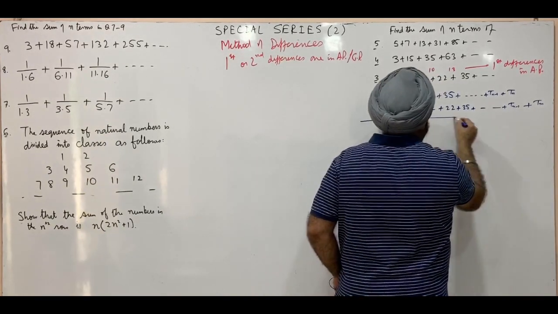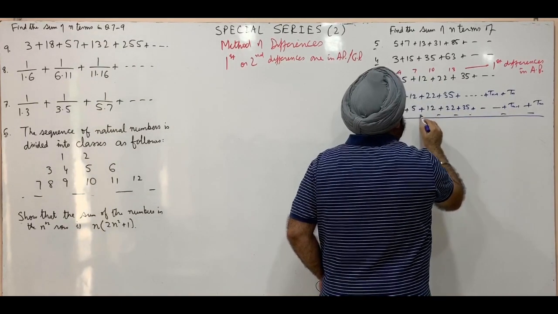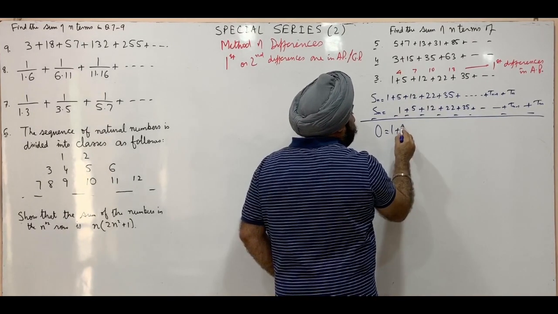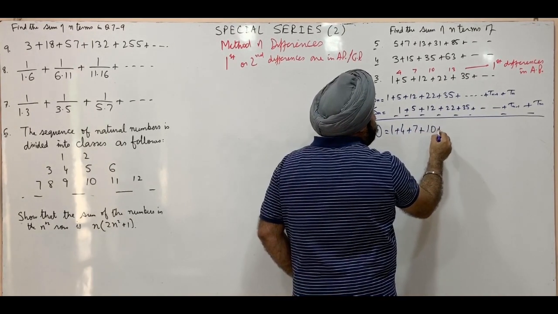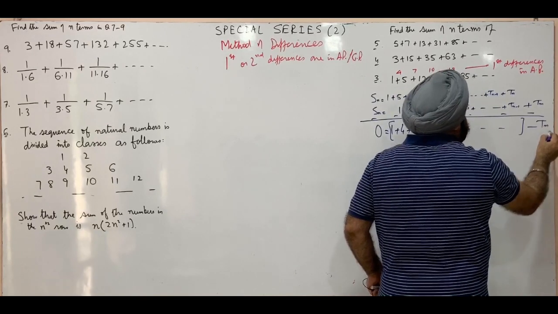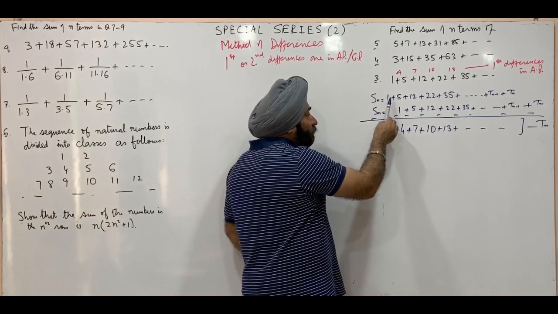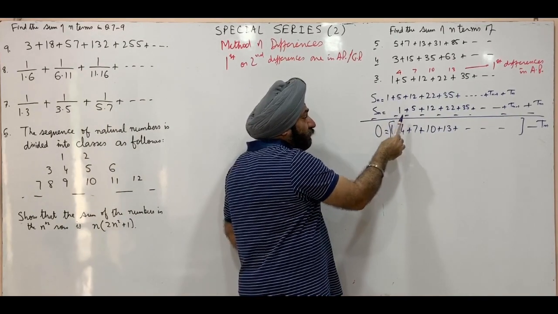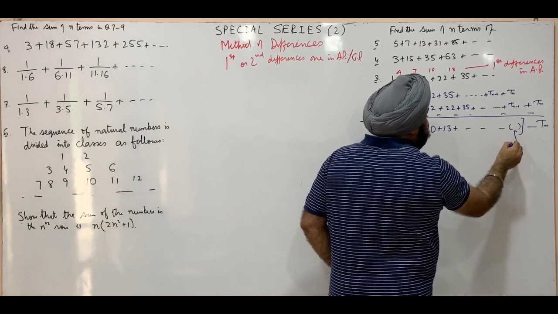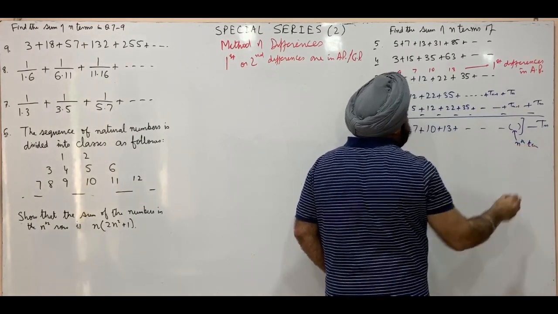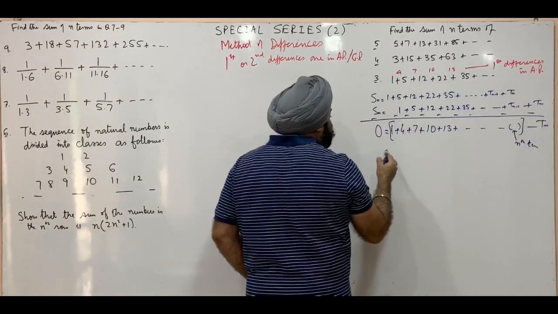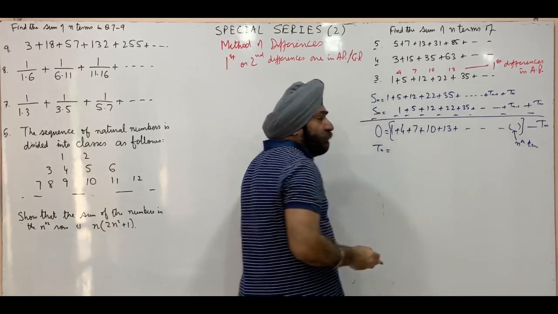Then I subtract. Sn minus Sn, this will be 0, this is 1, 5 minus 1, this is 4, next is 7, then 10, then 13 and so on. Minus this is Tn. I am writing first term under first term, second under second, third under third. This is the nth term. So what do we observe about terms in this bracket? First of all, we shift Tn to the left hand side.